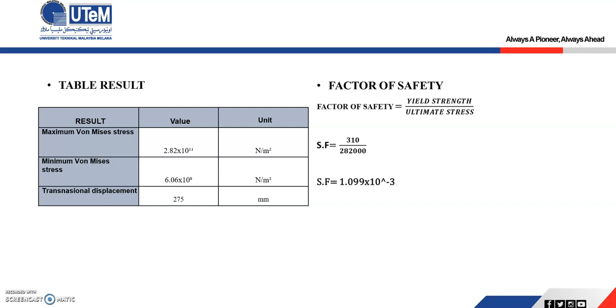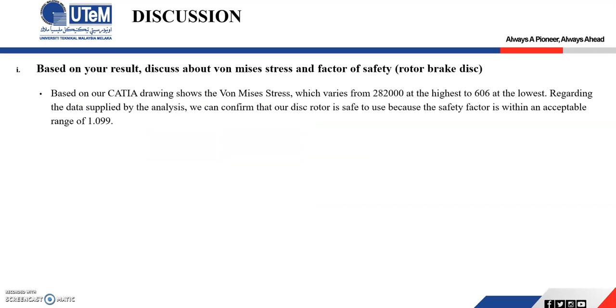For the factor of safety, the equation that we use is factor of safety equals yield strength divided by ultimate stress. The factor of safety from the table result is 310 divided by 282,000. The final answer that we got is 1.099 times 10 to the power of negative 3.